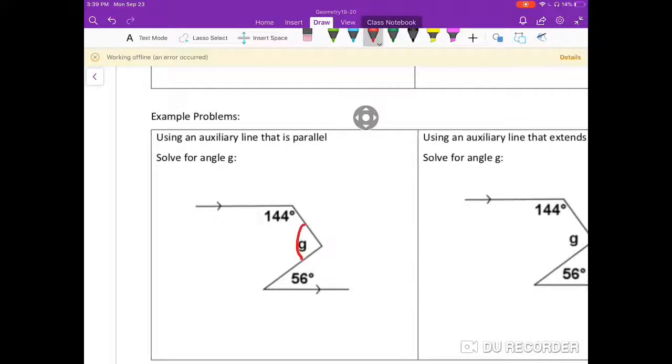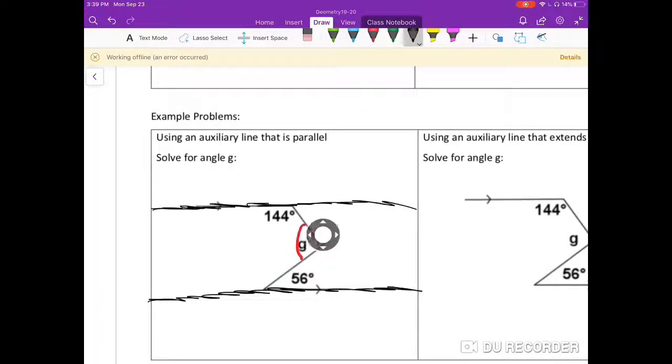And as I told you in the parallel line videos, I like to extend my parallel lines just to make them a little bit easier to see and a little bit easier to use. Now, in doing so, what you'll notice is we don't really have a definitive transversal. Neither of these two lines go all the way through both parallel lines. This is where an auxiliary line is really helpful. So we're going to draw in an auxiliary line that's parallel to both, and we're going to use that to solve for G.